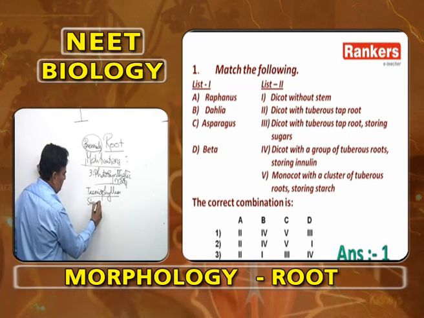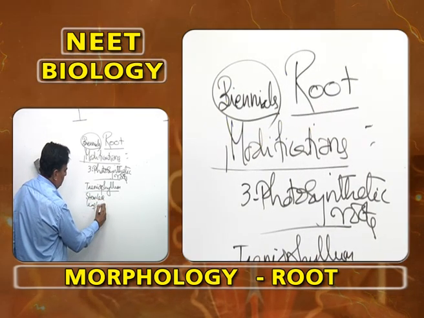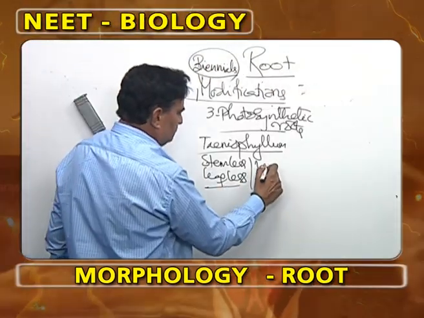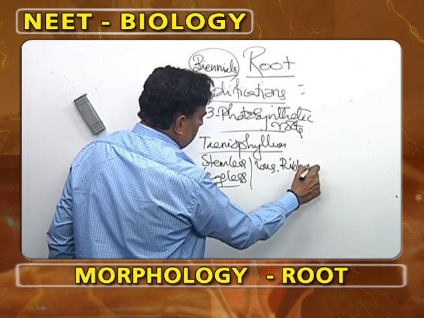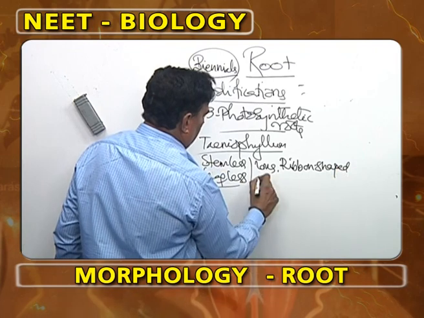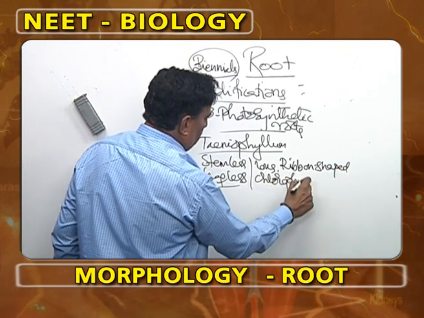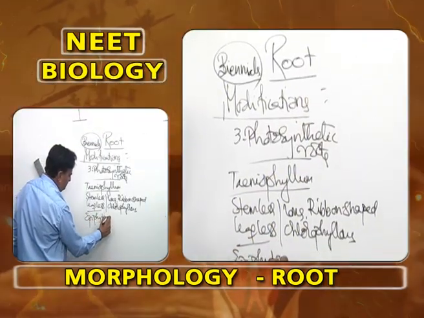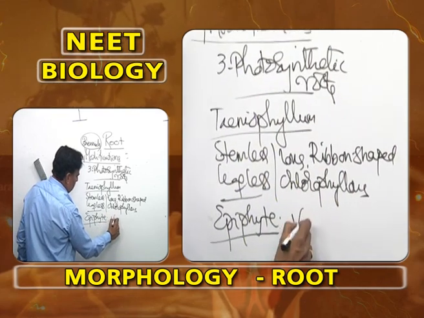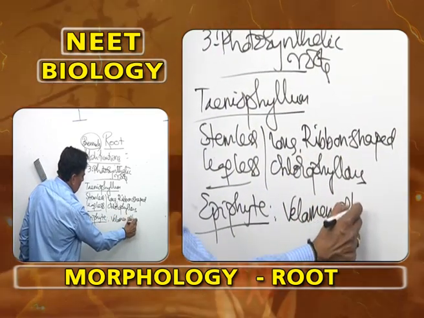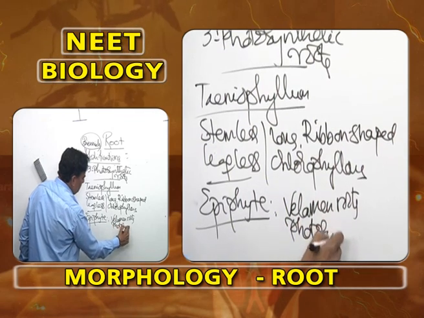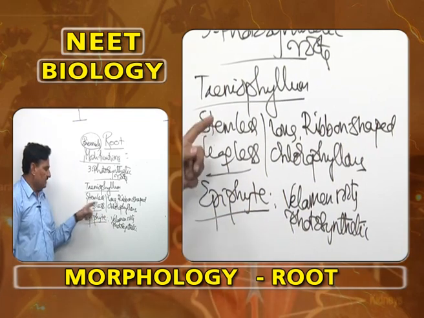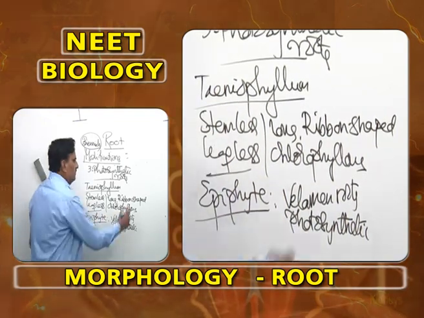Taeniophyllum is a stemless and leafless plant. It doesn't have any stem, it doesn't have any leaf. It has long ribbon shaped chlorophyllous roots performing photosynthesis. Another important feature is Taeniophyllum is an epiphyte. So, an epiphyte with velamen roots and photosynthetic roots is Taeniophyllum, an important bit for MSET. So, velamen roots and photosynthetic roots containing epiphytic plant is Taeniophyllum.